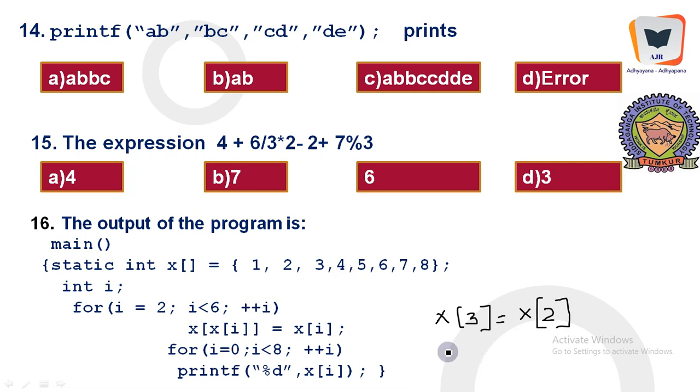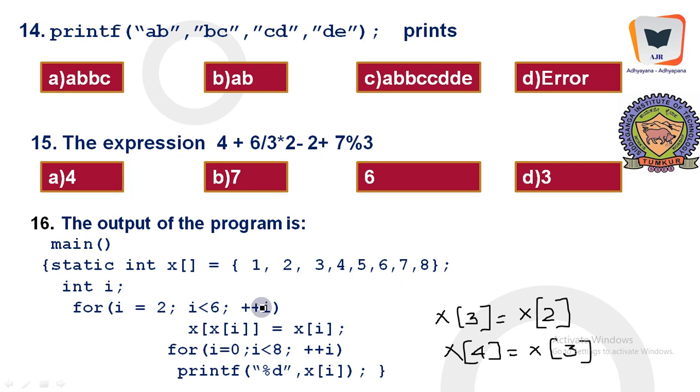In the next cycle, let us see what happens. So i will become equal to 3. Therefore, x of 3. x of 3 means 0, 1, 2, 3. That is 4. x of 4 equal to x of 3, that is again 4. Therefore, 1, 2, 3, 3, 4, 4, 5, 5, and 7, 8.